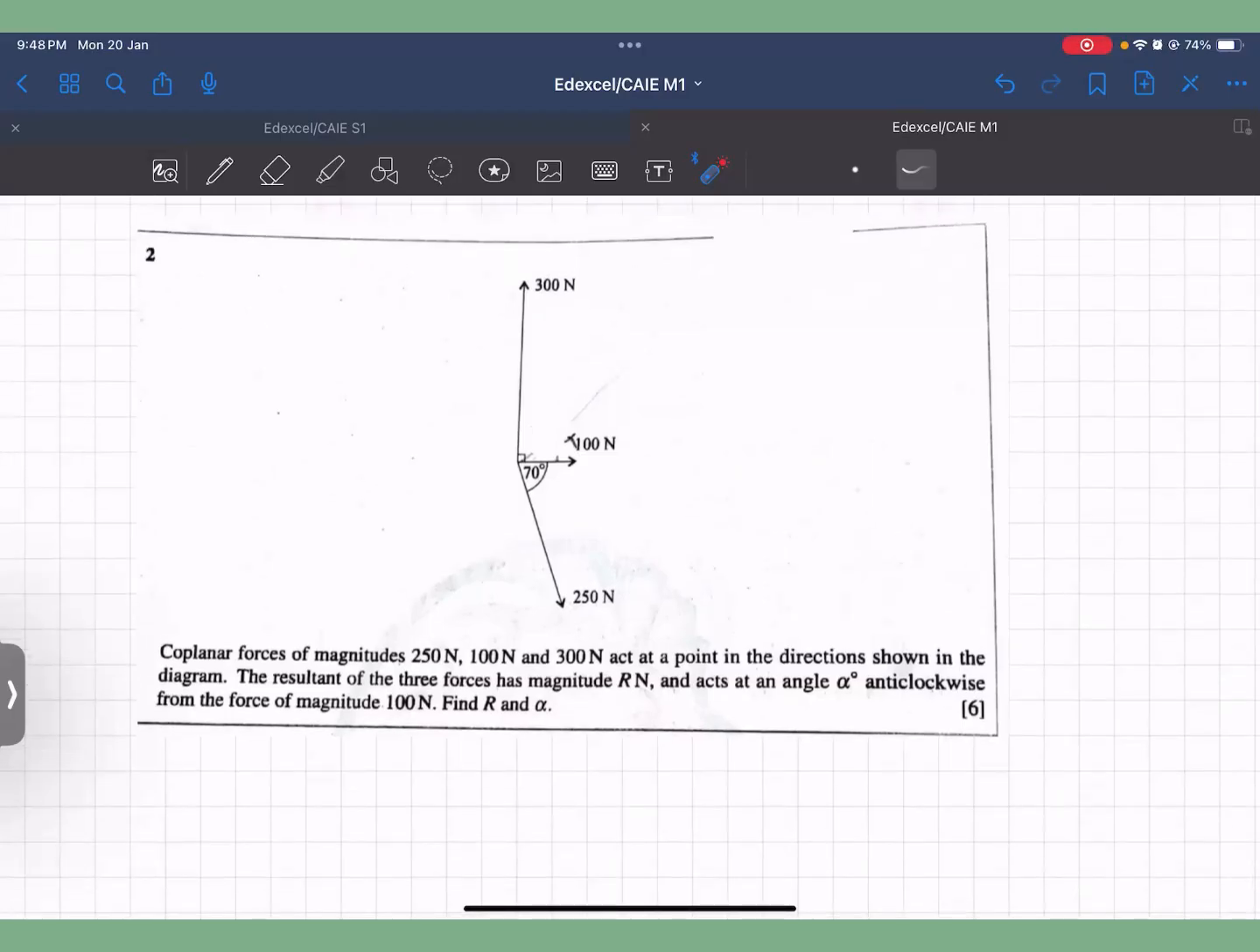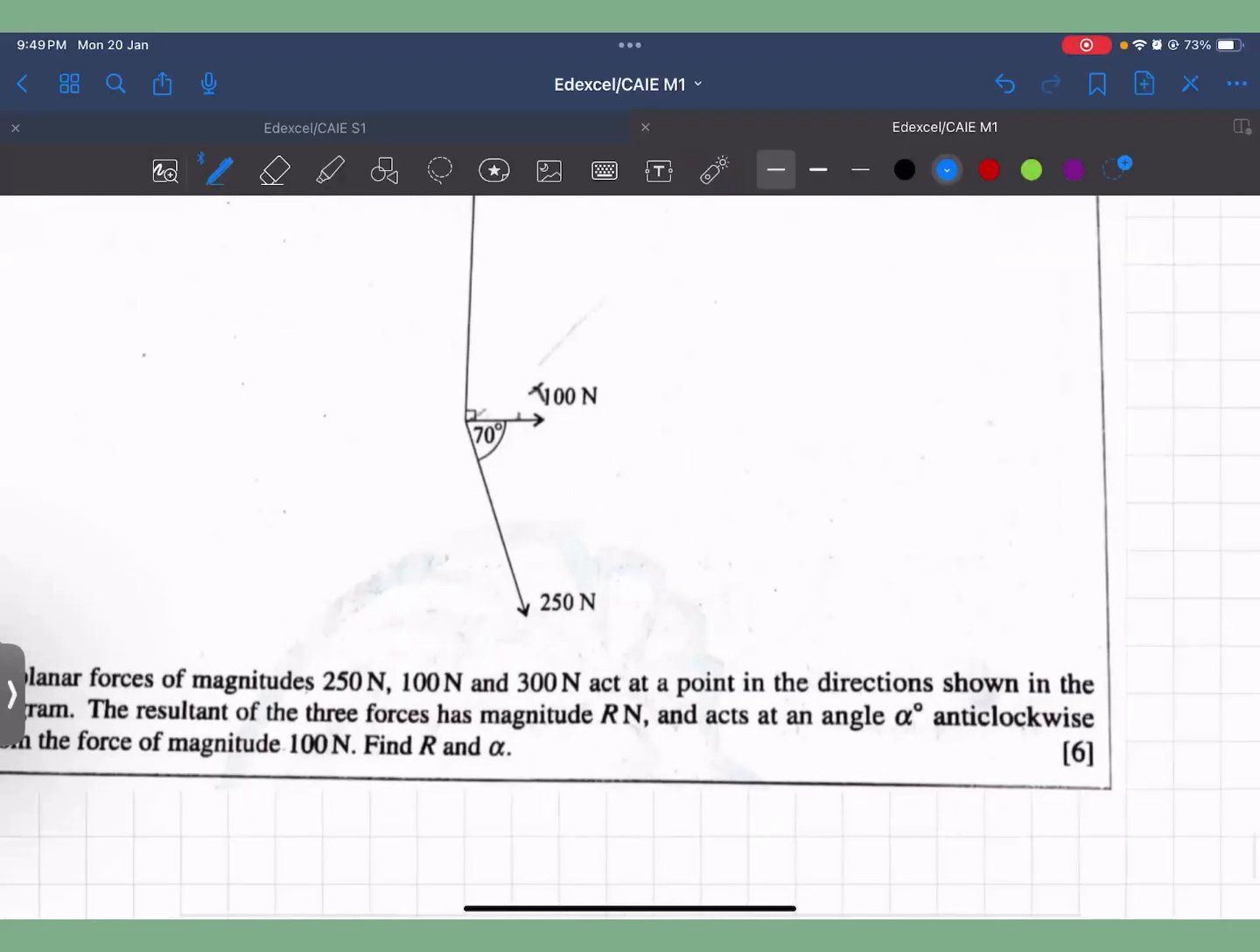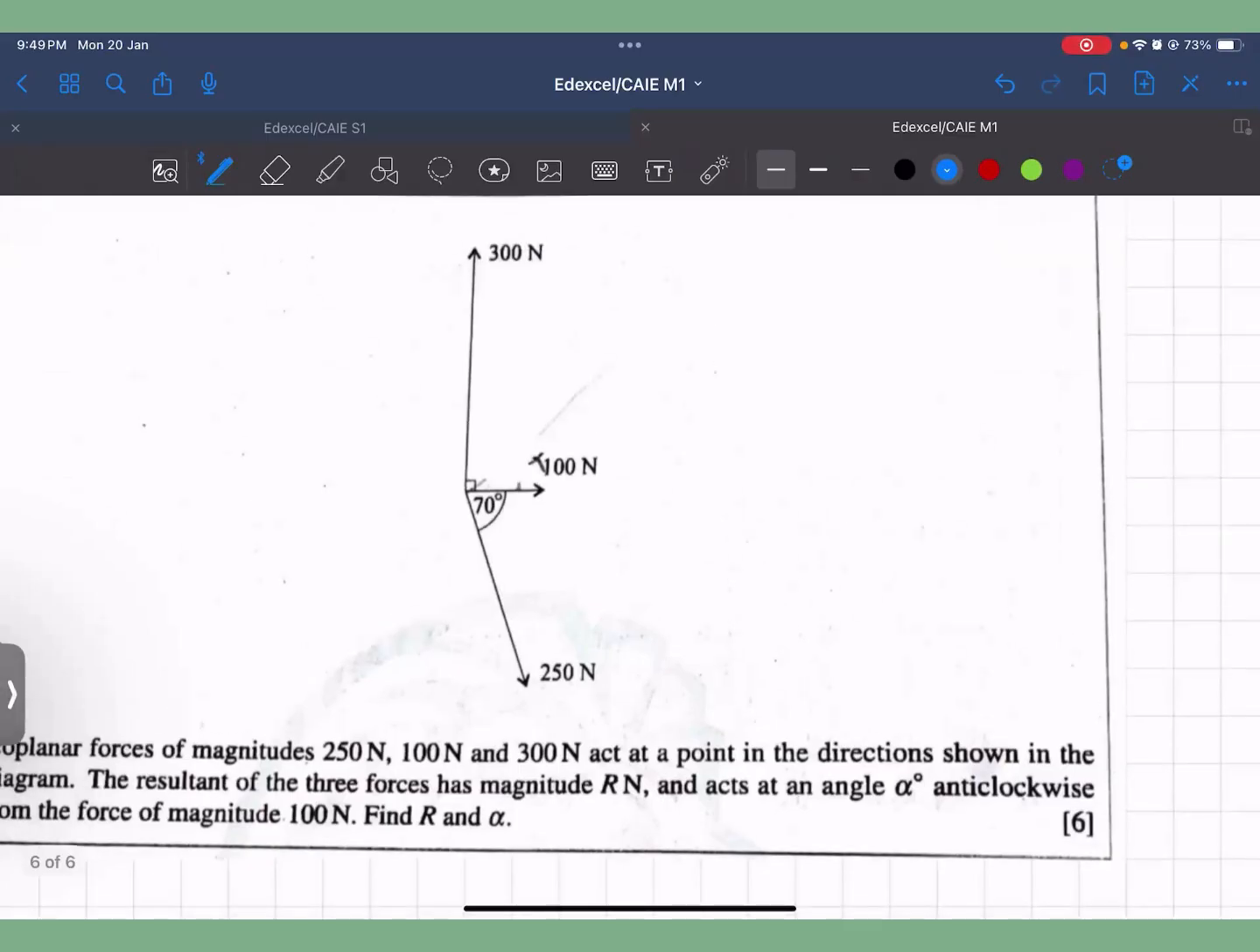The forces given to you are 250 Newton, 100 Newton, and 300 Newton. Find the resultant of the three forces, with a magnitude of R and an angle of alpha anti-clockwise from the 100 Newton force. First of all, we will have to break this down into its components. The 100 Newton is already horizontal, so you cannot break it down. 300 Newton is already vertical, so you cannot break it down further. The 250 Newton can be broken down into its horizontal and vertical components.